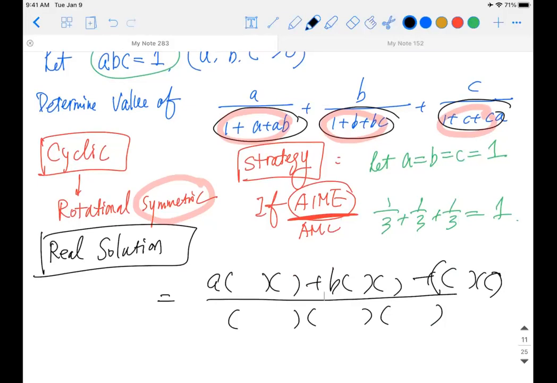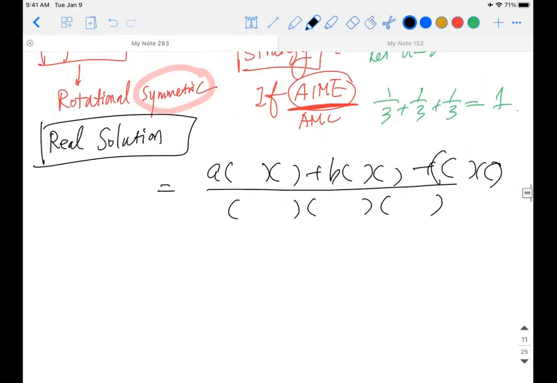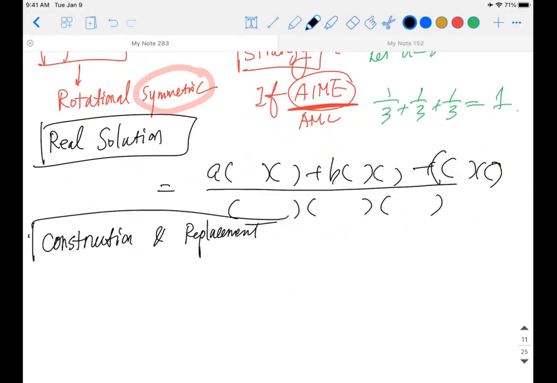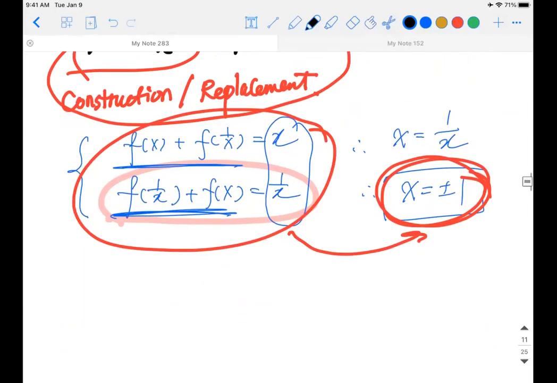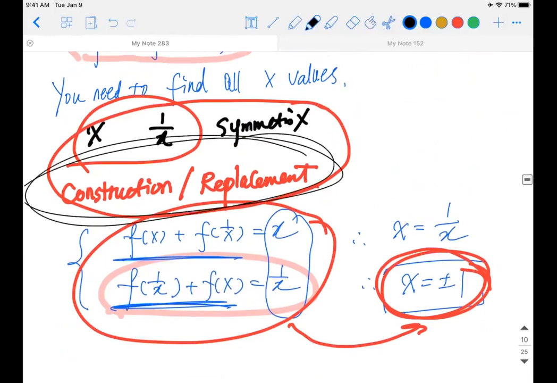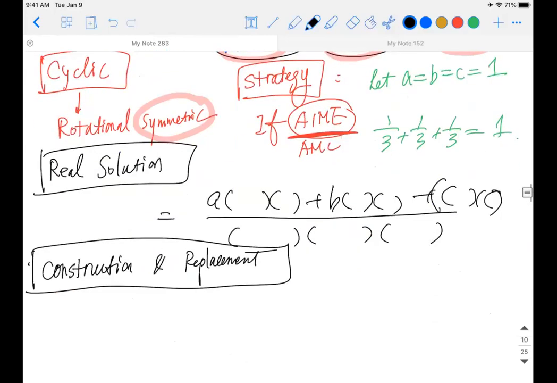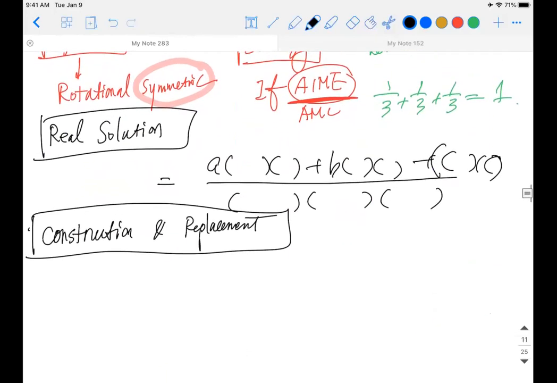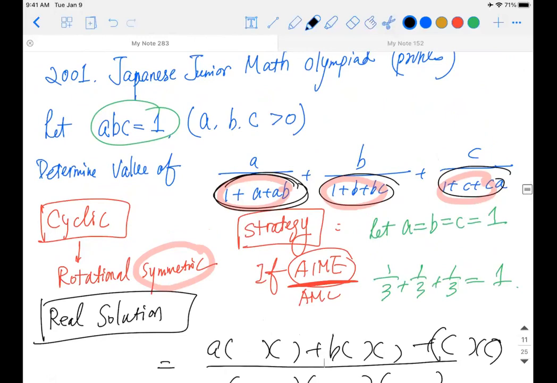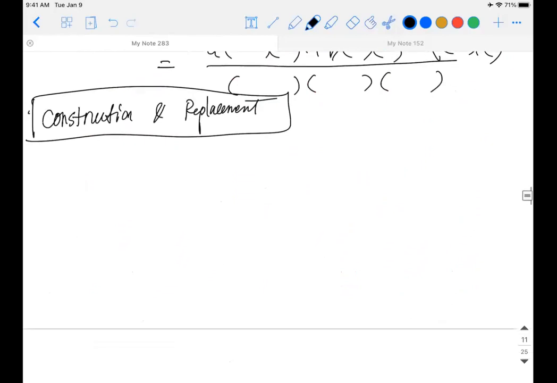Because like I said, as long as you see rotational symmetry, one of the key points is trying to do a construction and replacement. This is what we mentioned here, construction and replacement. How can I do a smart construction and replacement to make our life a little bit easier, a.k.a. try to handle the denominators better? This is actually the solution.